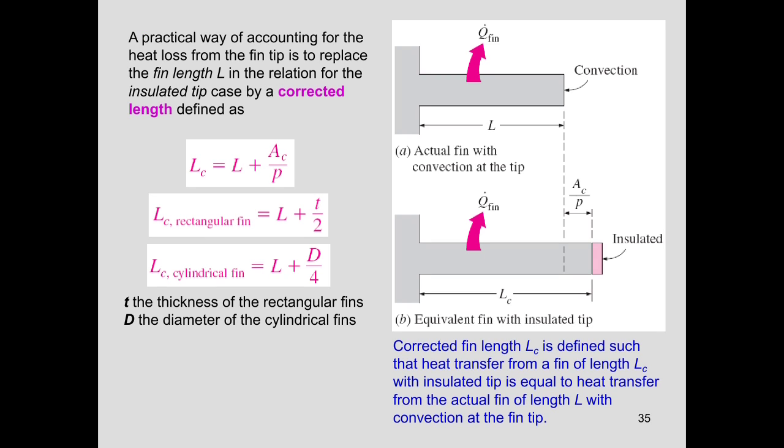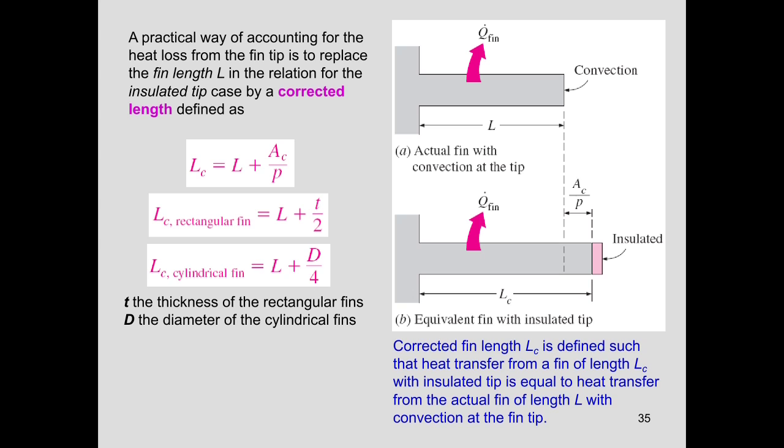Here, a practical way of accounting for the heat loss from the fin tip is to replace the fin length L in the relation for the insulated tip case by a corrected length, defined as Lc = L + Ac/P. So for the corrected length we consider the total length plus the cross-sectional area divided by the perimeter of that fin. So if you consider any fin, corrected for the insulated tip condition, we can consider it as L + Ac/P.